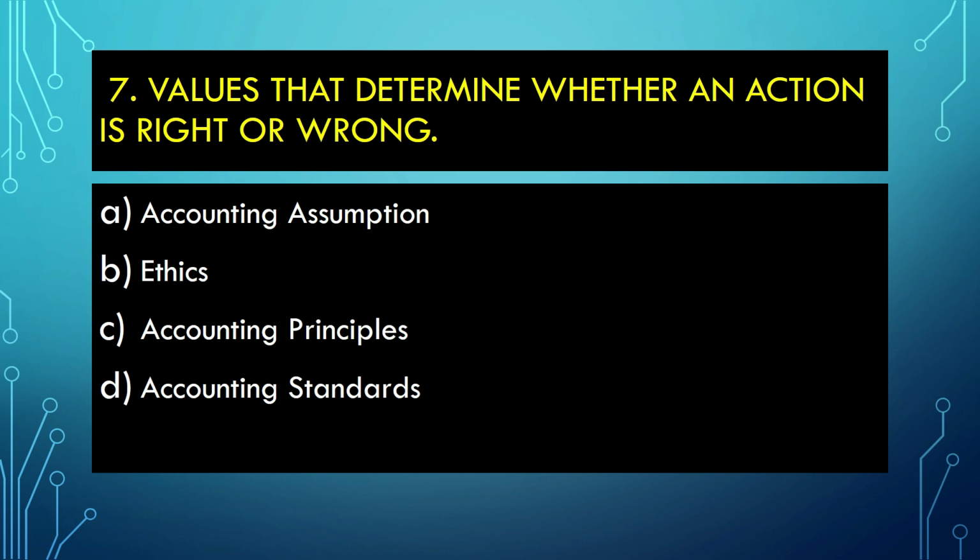The seventh question is: values that determine whether an action is right or wrong. I give you 5 seconds of time, just think over that. All right. So here I see that ethics are the values, because ethics will guide you as to which are the right things and which are the wrong things, and you have to always choose the right things.